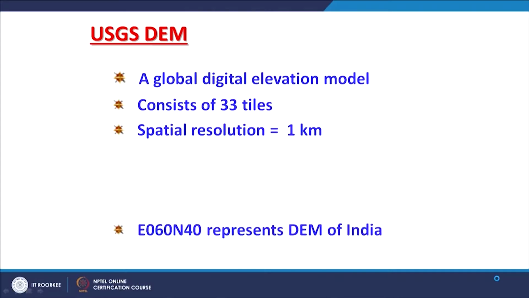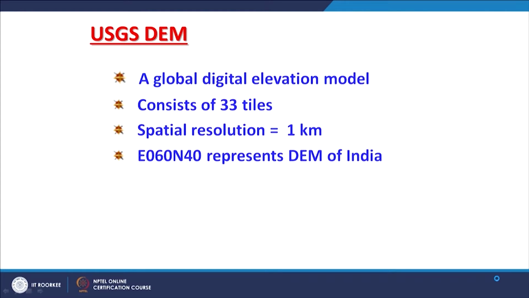And this USGS DEM for the entire globe consists of 33 tiles. Spatial resolution I have already discussed, and these are numbered like this, for the northern hemisphere, eastern hemisphere, and likewise. So, for India, this is east 60 degree, and that is the longitude, and north 40 degree, that is the latitude, and this is the corner coordinate for the entire India tile.